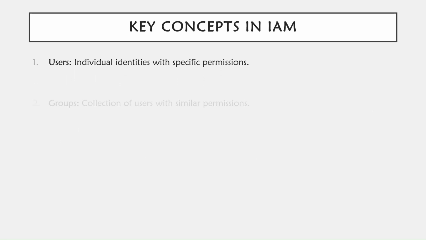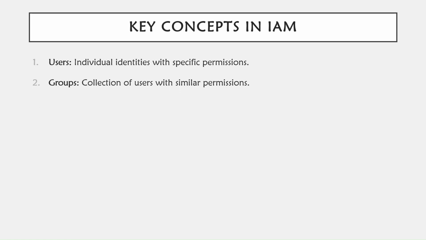The next thing we have is groups. It's a collection of users with similar permissions. A group is a collection of IAM users who share similar access permissions. Looking at its characteristics, groups make it easier to manage permissions for multiple users at once. Permissions are granted to the group, and all users within the group inherit those permissions.